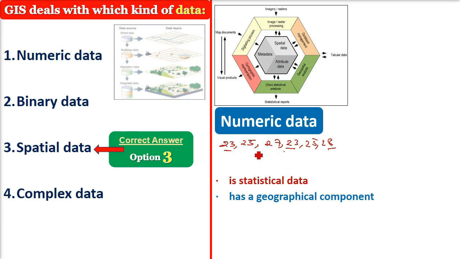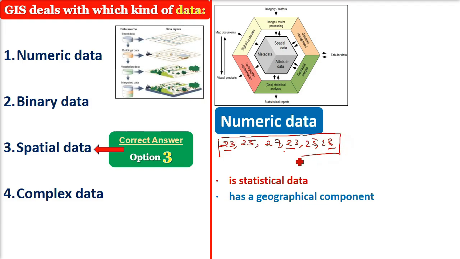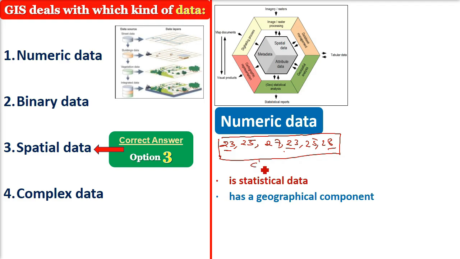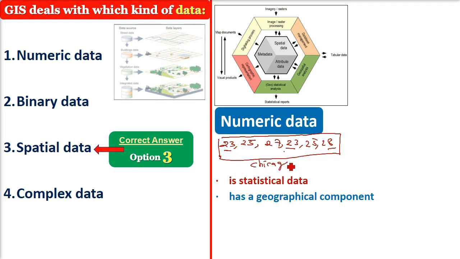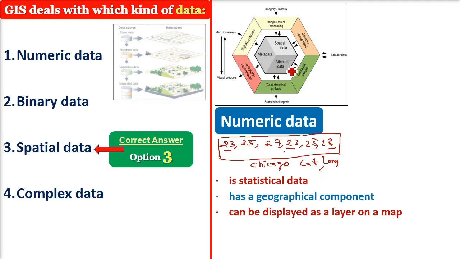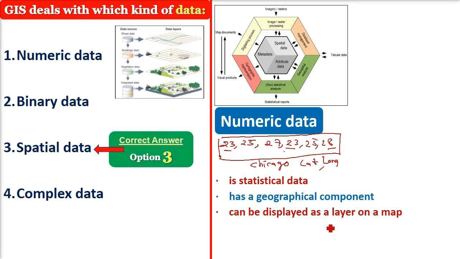So this is statistical data with a geographical component. Now this number doesn't pertain to geography. But when you say this is a class based in, say, some university in Chicago, and this is the location of that class, that grade, that university, that is how the geographical component is added to it, because now you have the latitude, longitude, the spatial information in it. And now this data can be displayed as a layer on a map.